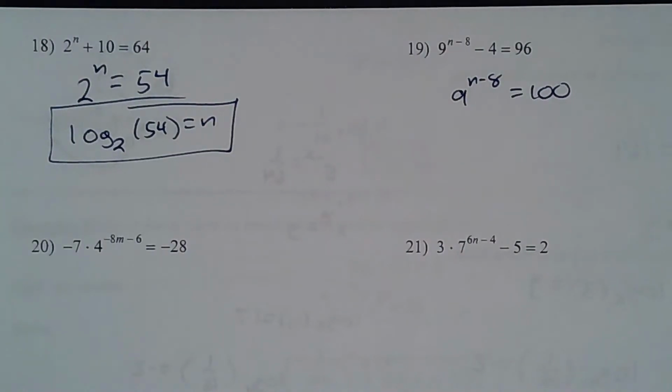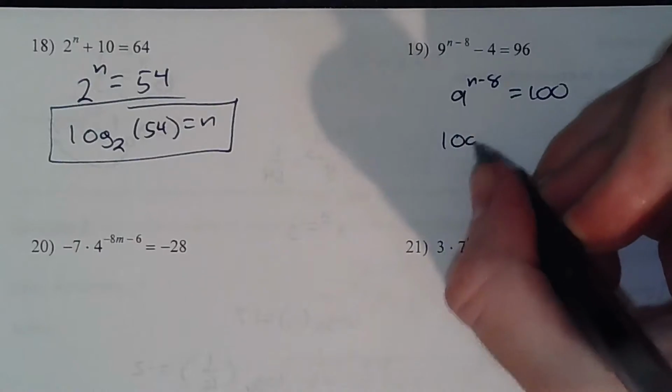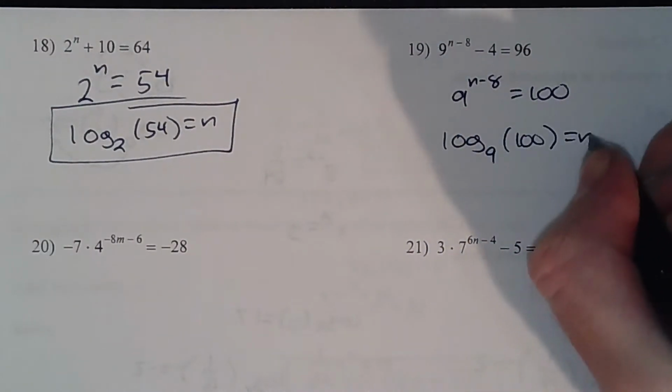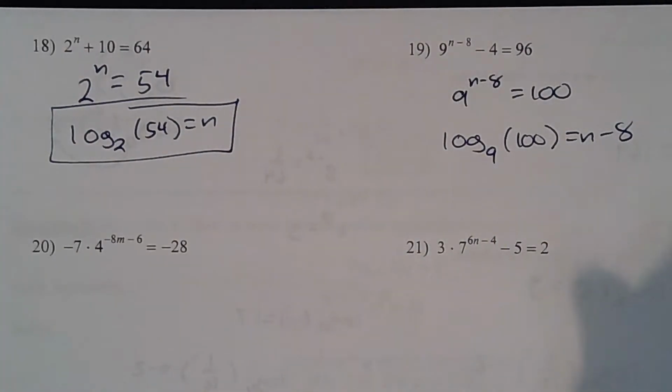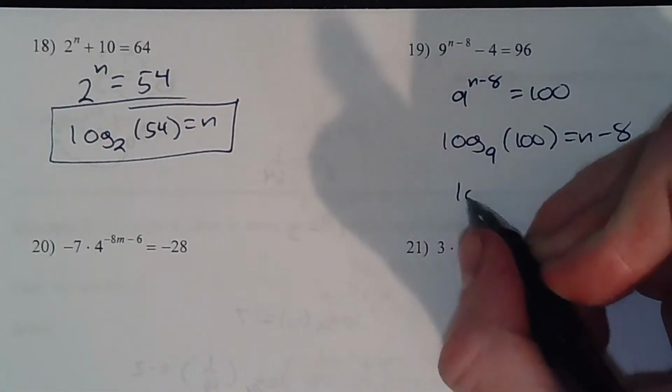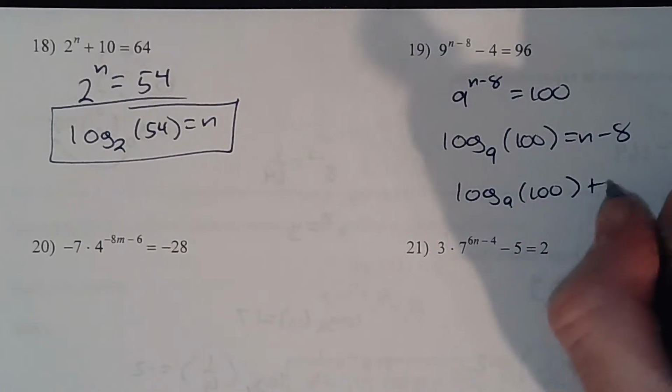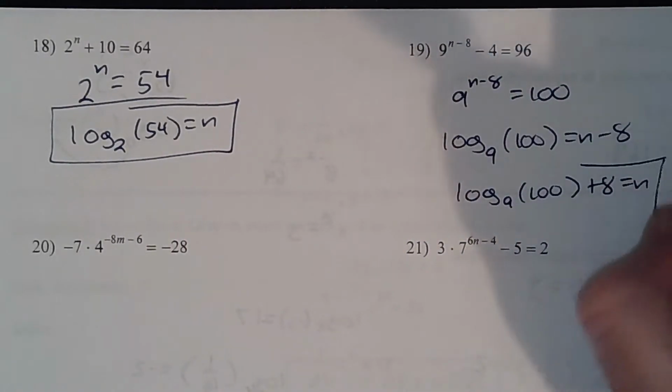Now we're going to go ahead and do our log loop. Log base 9 of 100 equals n minus 8. Then we're going to add 8 to both sides of the equation. And that's it.